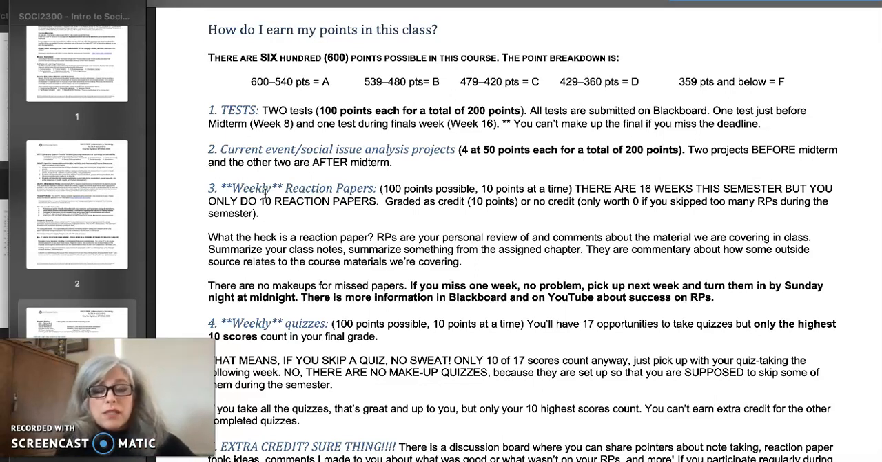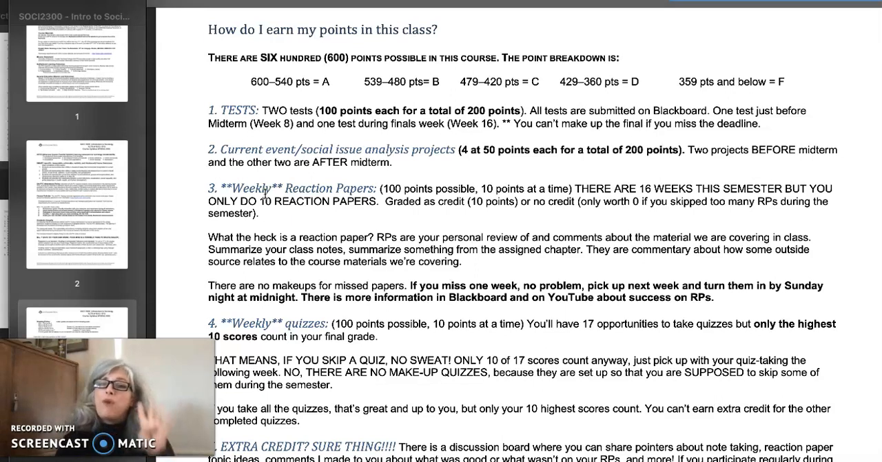There are some students that by week 10 are doing their last reaction paper. We have 6 more weeks in the semester and they don't have sociology homework anymore because they've done all of them. I also have some students who prefer to look at the class schedule, which I suggest you do anyway, even if you don't like this option. Some students want to do their 10 reaction papers when nothing else is due.